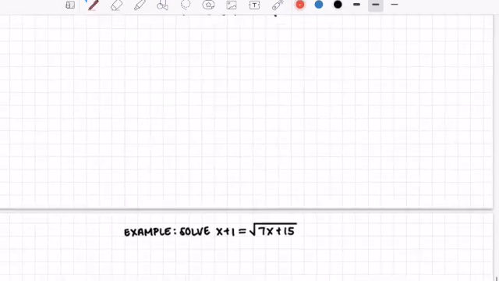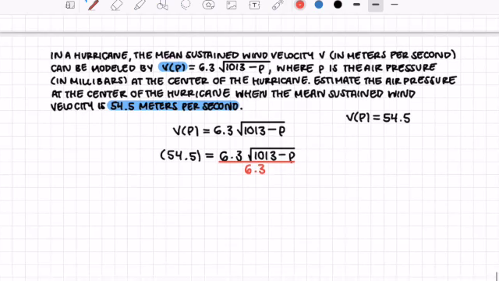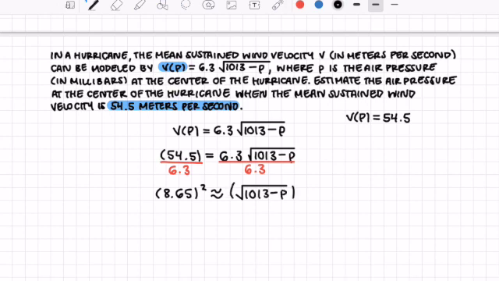So to do that, I need to divide both sides by 6.3. When I divide 54.5 by 6.3, I get 8.65, rounded. And then we get the square root of 1013 minus p. And I'm going to square root it on both sides. Sorry, I didn't mean to put that square root yet. So originally, this is what we get so far, just by dividing 54.5 by 6.3. And then to get rid of the square root, that's when I square both sides.